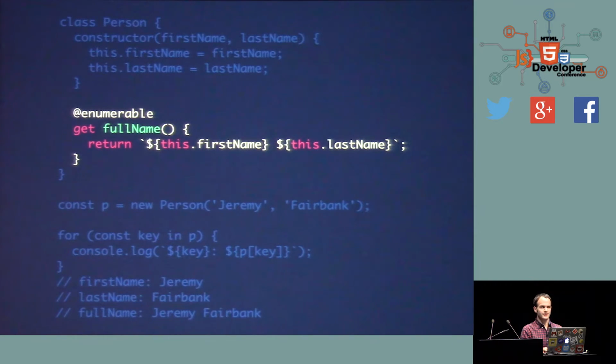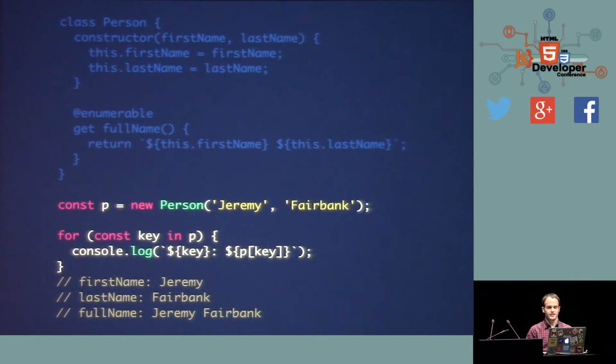And it's deceptively simple. We're just going to tag it with this @enumerable annotation. And so that's all we've done, is we've just preceded it with @enumerable. Nothing new, just one extra line of code. And now, if we go down and instantiate the person and we enumerate the keys, we will in fact get back fullName, the getter, in addition to the firstName and lastName properties. So really cool, very declarative.